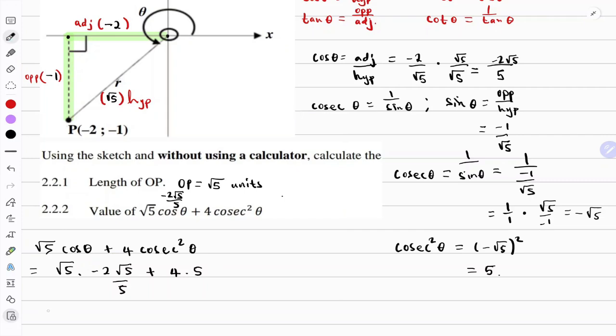So this is equal to 5 times negative 2 all over 5 plus 20. So 5 and 5 cancel. So negative 2 plus 20 is positive 18.